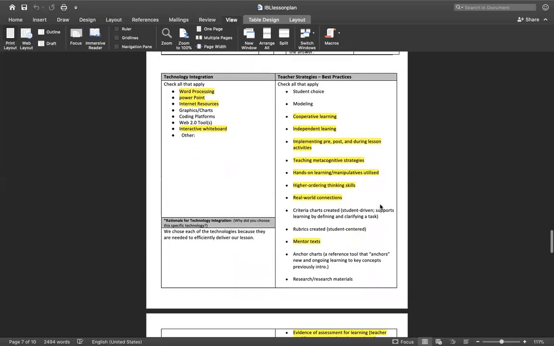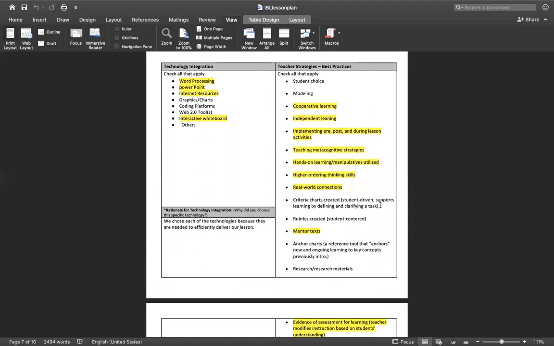Okay, for the technology integration, we as the teachers would be using word processing, PowerPoint, internet resources, and an interactive whiteboard that we have highlighted there. We chose each of the technologies because they're needed to effectively deliver our lesson. The students are not actually going to be using any type of technology other than their hands to do the lesson because it's an experiment, but we as the teacher will be using some technology.